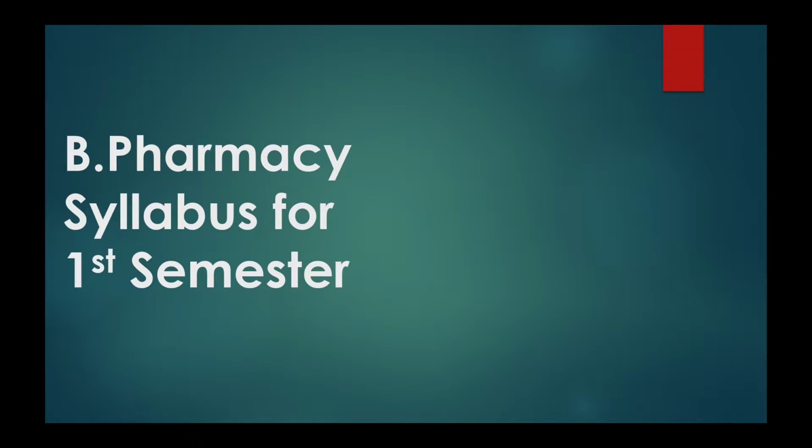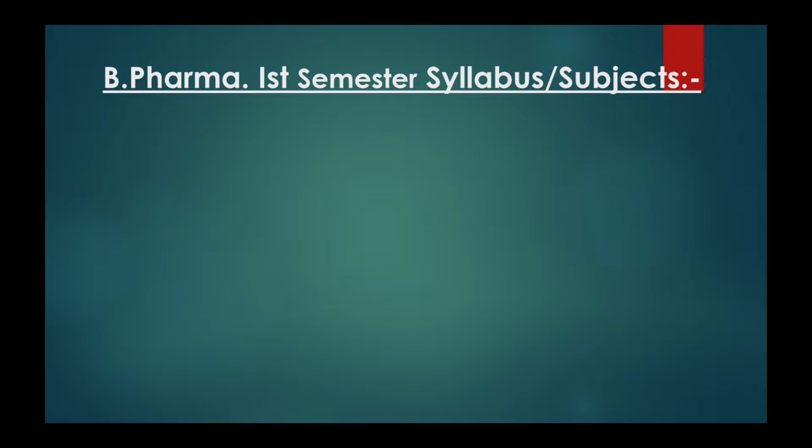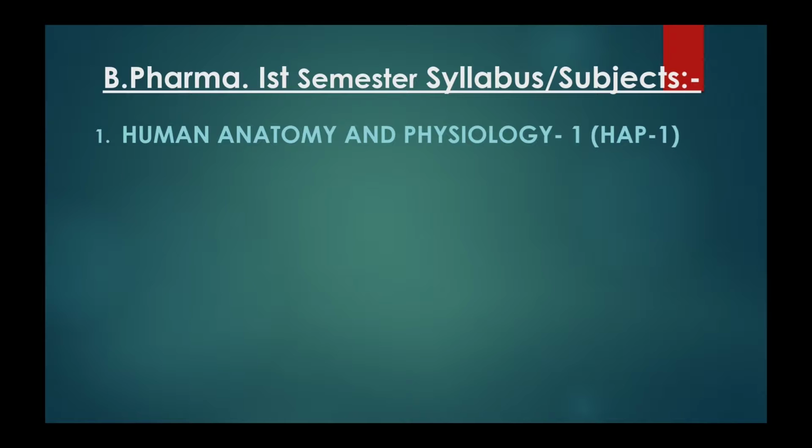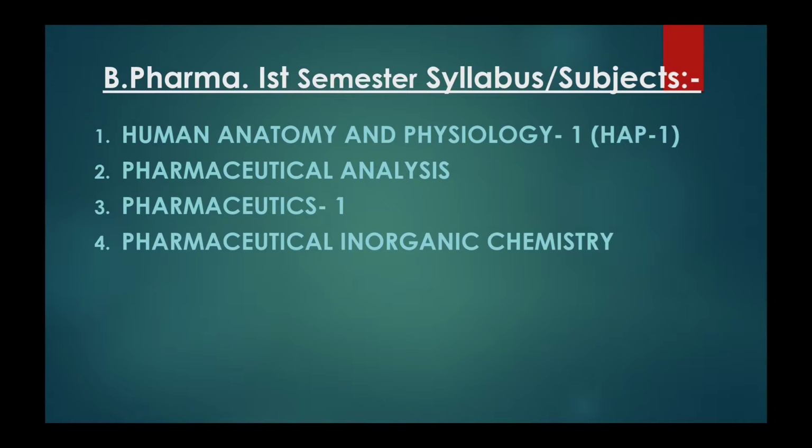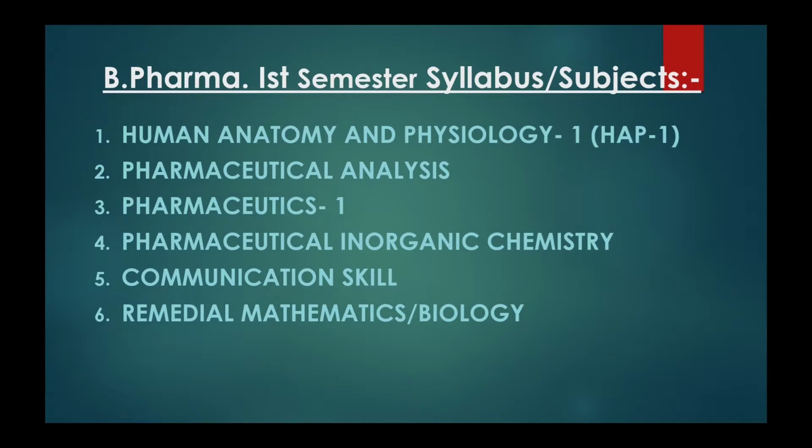In this video, I will tell you about B Pharmacy first semester syllabus along with textbooks and reference books. So friends, let's start. For first year semester B Pharmacy, there are total 6 subjects. 1. Human Anatomy and Physiology 1, that is HAP 1. Second, Pharmaceutical Analysis. Third, Pharmaceutics 1. Fourth, Pharmaceutical Inorganic Chemistry. Fifth, Communication Skills. Sixth, Remedial Mathematics or Biology. Okay, these are the 6 subjects which are there in first semester B Pharma.